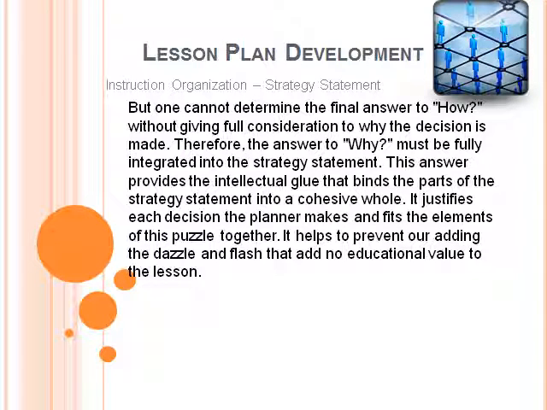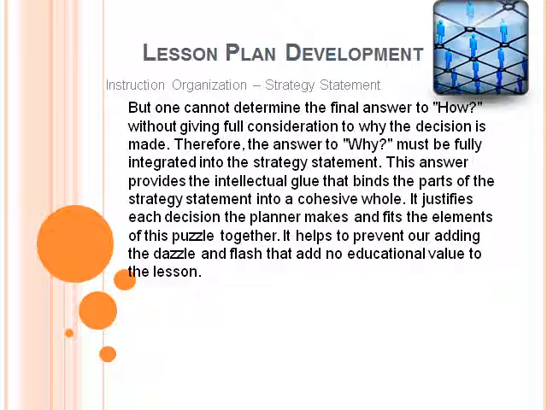But one cannot determine the final answer to how without giving full consideration to why the decision is made. Therefore, the answer to why must be fully integrated into the strategy statement. This answer provides the intellectual glue that binds the parts of the strategy statements into a cohesive whole. It justifies each decision the planner makes and fits the elements of this puzzle together.